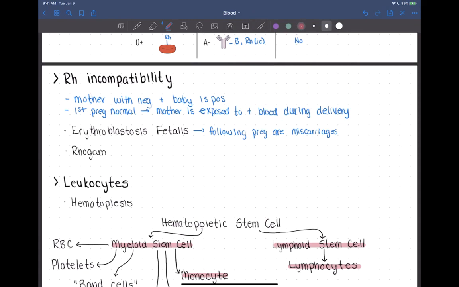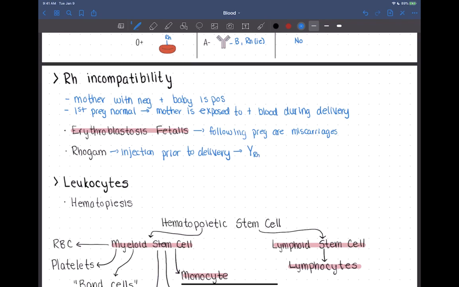Once we had that, we were able to come up with a solution, which is RhoGAM. Some of you may know this from personal experience or working in the hospital. With RhoGAM, if a mother has negative blood and the baby has positive blood, the mother is given an injection prior to delivery. What the injection contains is antibodies against Rh.